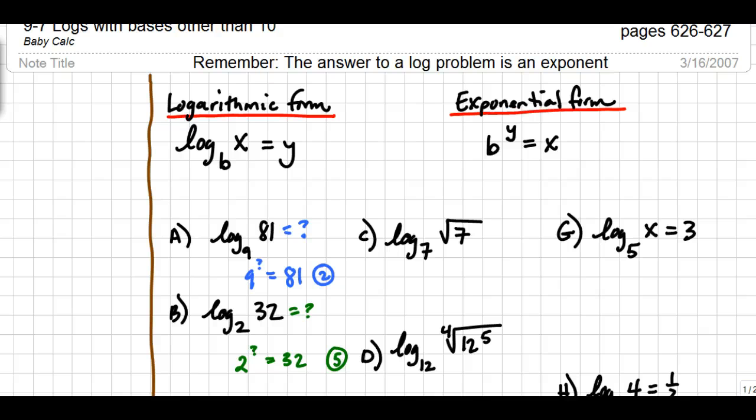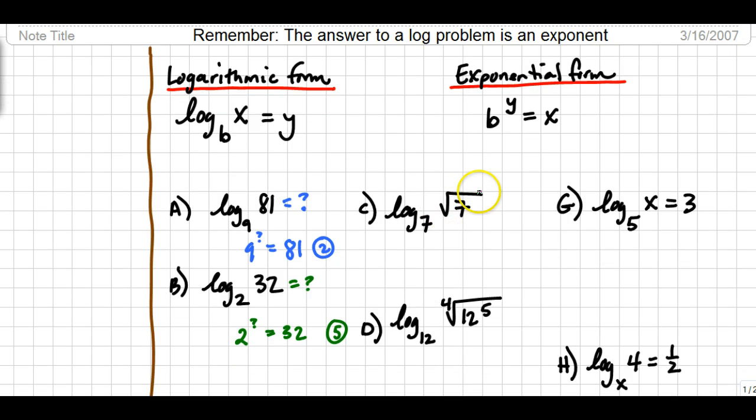The next type of problem that I want to look at with students is when there's a radical involved. Log base 7 of the square root of 7. We don't know the answer, so I'm going to fill that in with a question mark. When I rewrite it in exponential form, I get base 7 raised to the unknown power equals the square root of 7. Now this is the spot where students typically get stuck because it's very difficult to figure out what power you need.